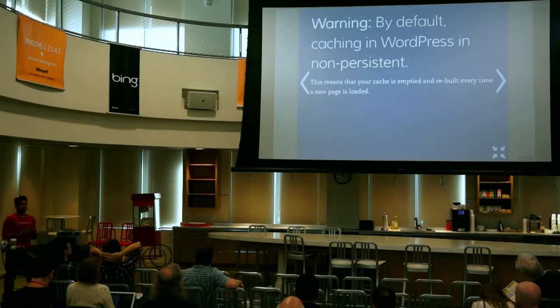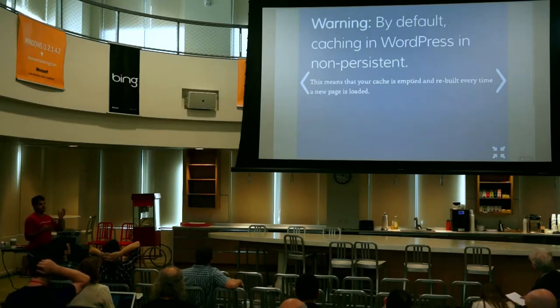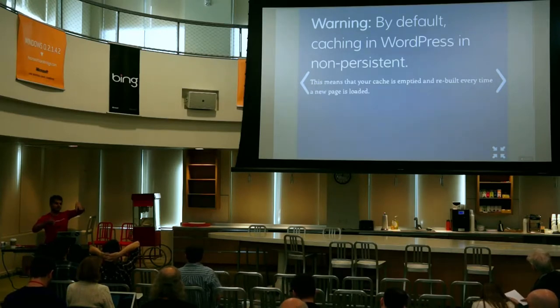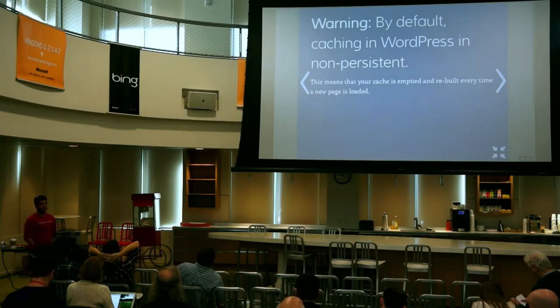So, I mentioned the idea that caching in WordPress by default is non-persistent. What that basically means is that between two page loads, the value that we added to cache will not persist. Within one page load, WordPress will try to optimize things as much as possible. It'll add things to cache, get things from cache, so that when you call get_option multiple times with the same key, WordPress is optimizing for that and getting those values from cache.